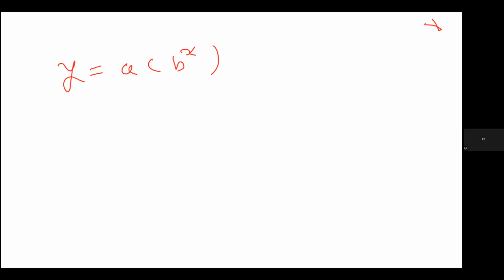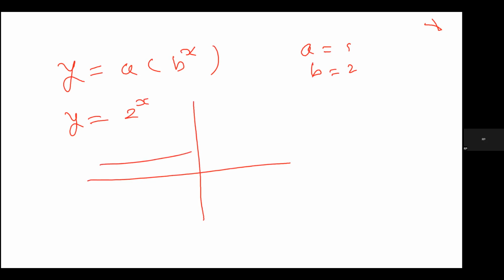Now, if you take a equal to 1 and b equal to 2, then you will have 2 to the power x. This is called an exponential growth function, and the graph of this function will be like this. So this is the point (0, 1). When x is 0, y is 1.